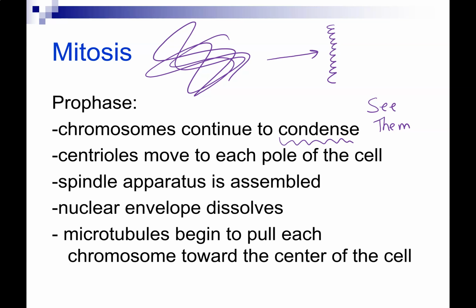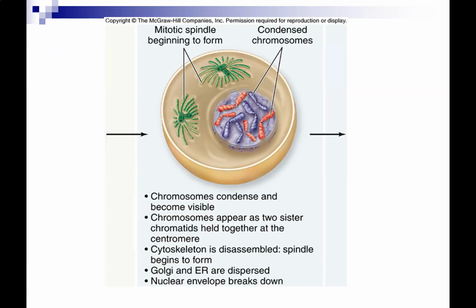So let's see what the picture looks like. You can see here that the chromosomes have condensed, so you can see them there. You can see that your centrioles, those are these green churro-looking things, they're starting to migrate to the poles. These green, like Spider-Man-looking things, those are your spindles. And if you look real close, you can see that the nuclear envelope is starting to break down.